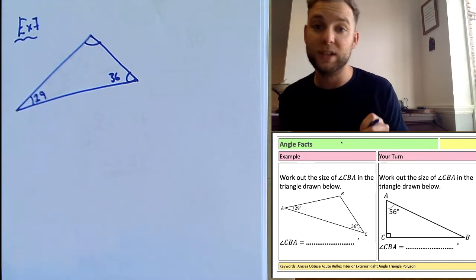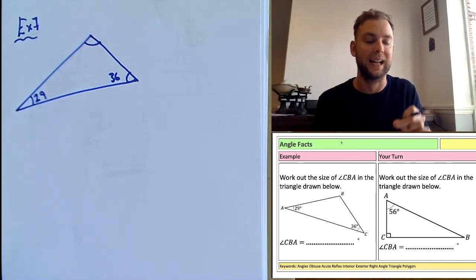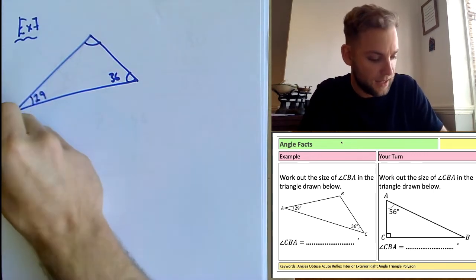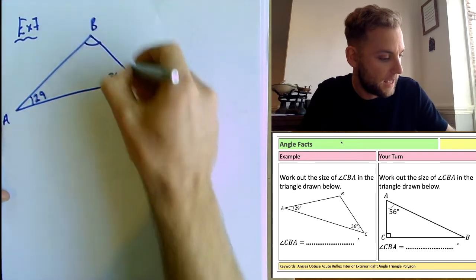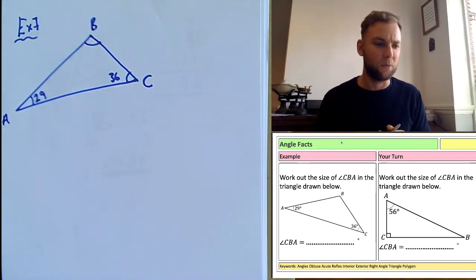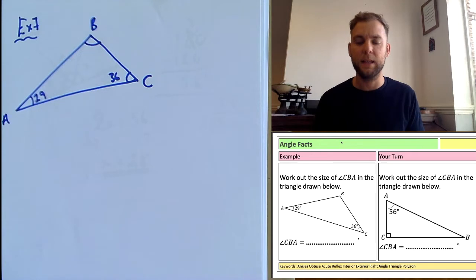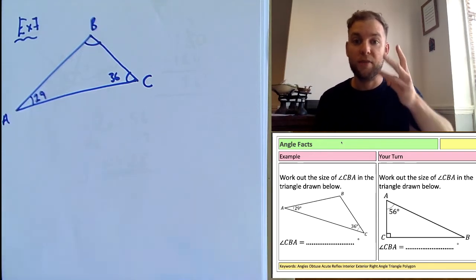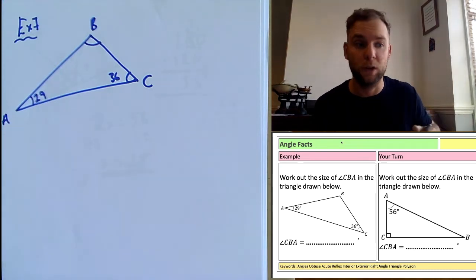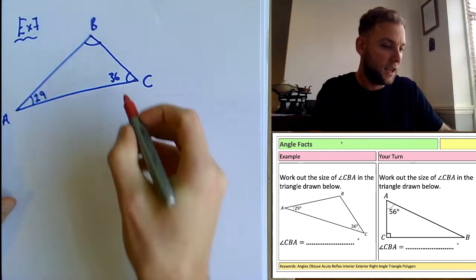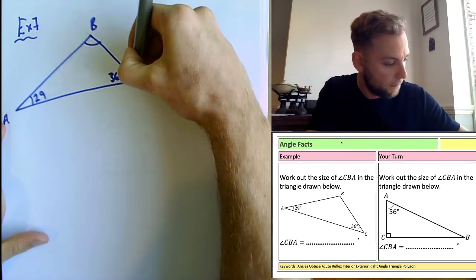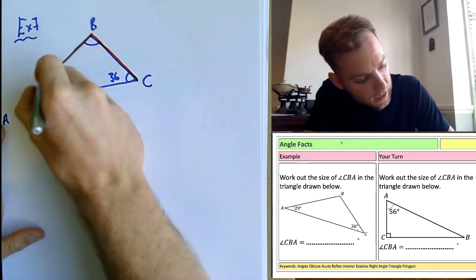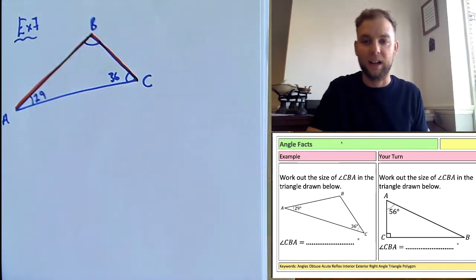Now, I'm just going to pause there a second because it's really important that you understand what that actually means. So here, let's label it first. A, B, and C. Now you might think to yourself, what does CBA mean? However, to create any angle, you need 3 points. And 3 points will always create 2 lines. So if I go from C to B, I create that line there. If I go from B to A, I create that line there.